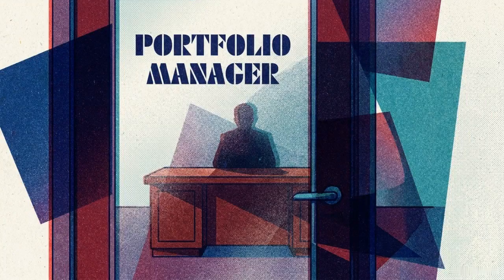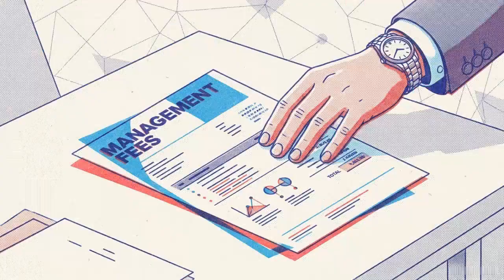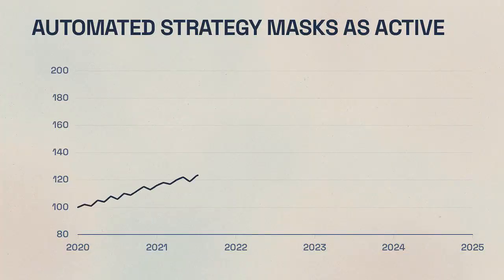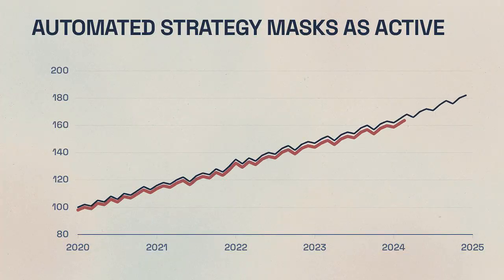For our final scale, we look at the ultimate insiders, mutual fund managers. These professionals charge you significant fees for the promise of active stock picking, yet many of them engage in closet indexing. They quietly replicate the S&P 500 to avoid underperforming the market, while still charging you premium fees for what is essentially an automated strategy.